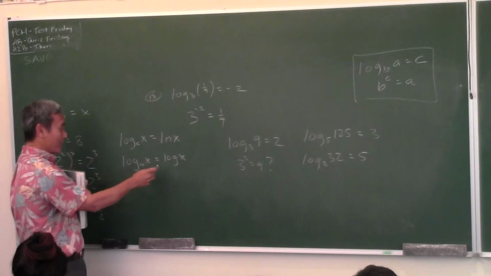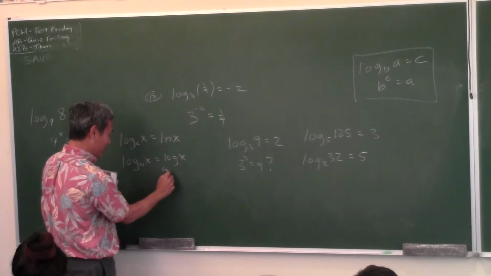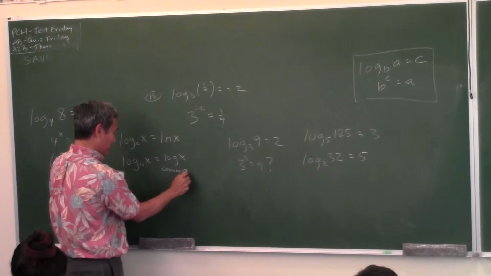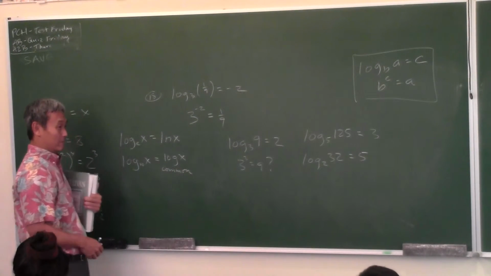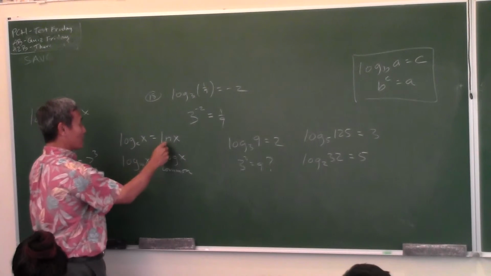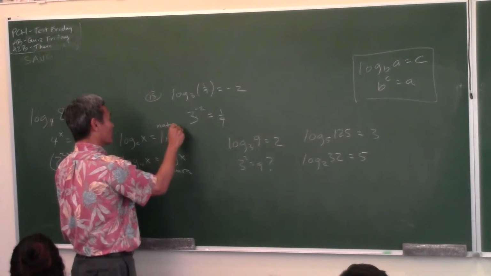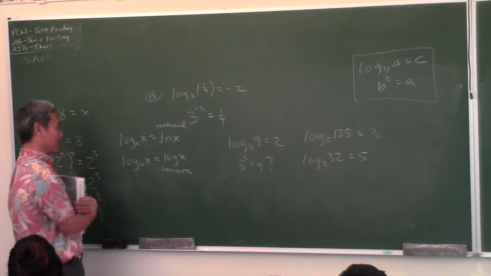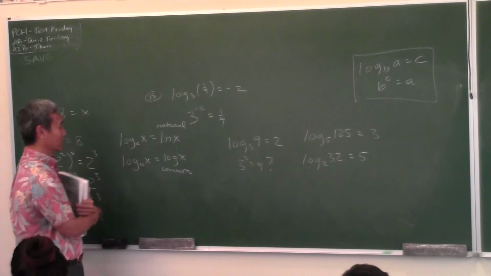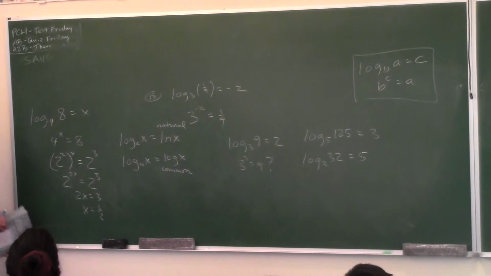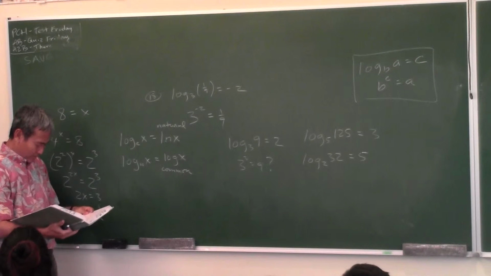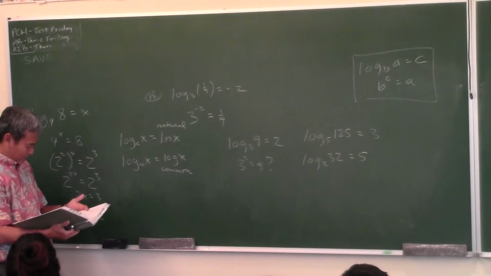Okay, so we call this a common logarithm because it's common. We have 10 fingers, right? This one is called a natural logarithm. That's why it's ln, natural log. Okay, so like on tonight's homework, you're going to have this, or I'll give you one. I'll do it.